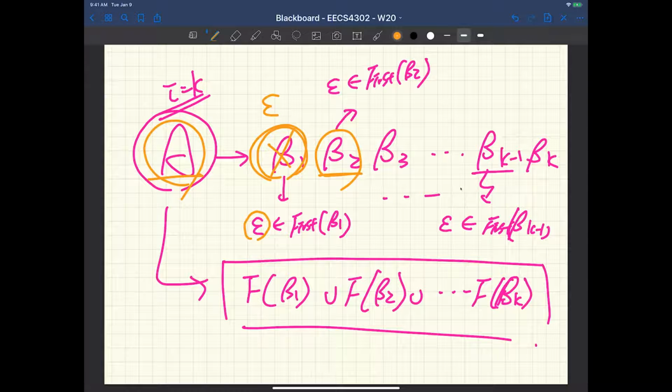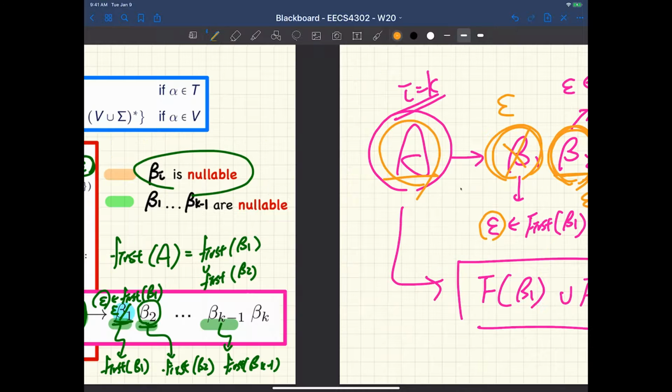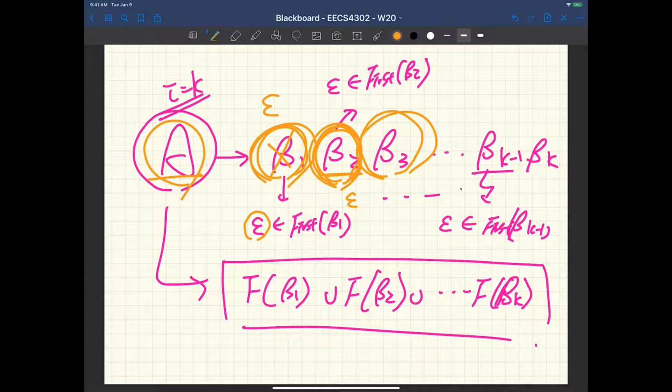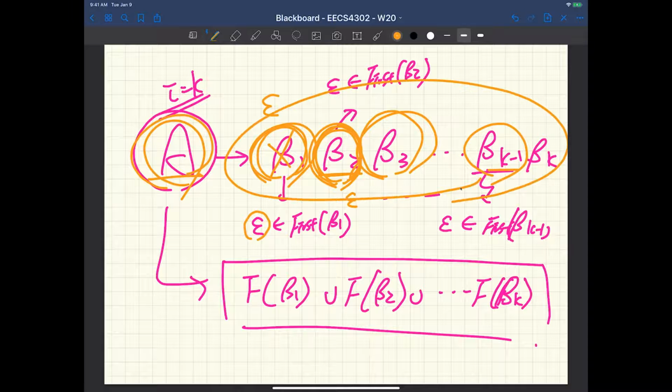Similarly for beta 2, if you also got epsilon as one of the possibilities, then not only do you include the first of beta 2, you should also think that if beta 2 is not there, you should also take the first of beta 3, and carry forward. The extreme case I talk about is when every beta until beta k minus 1 is nullable. In that case, the first of A will just be a union of all the first sets over here. That's the most critical insight into the algorithm, abstractly. If any questions, we okay?